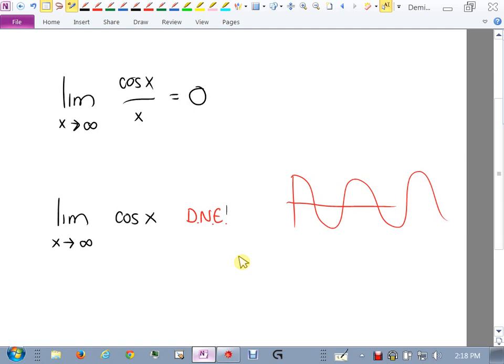The top one says, I've got this thing, it's oscillating, but it's bounded, always between -1 and 1. And the bottom just keeps getting bigger. It's just going to start squashing this down to nothing. And then we have this one, where cosine is just going up and down, and there's nothing squashing. It just keeps on going up and down. So I say, where's it headed? And you're like, I don't know. It's 1. No, it's -1. Well, it keeps on going back. So you can't nail it down to anything. So you have to say it doesn't exist.